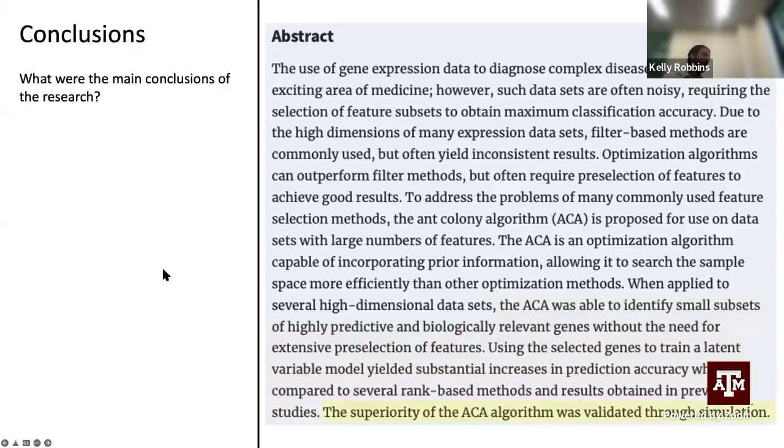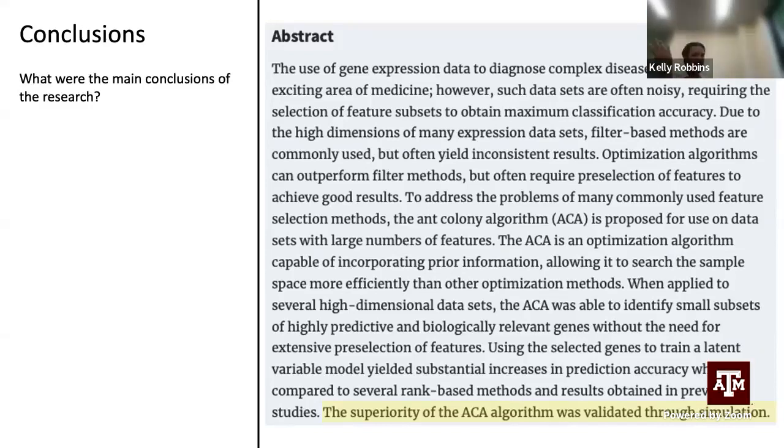Yeah, and now let's go on to the conclusions. The superiority of the ACA algorithm was validated through simulation. I mean, that's not really even a conclusion. It's kind of somewhere in between a conclusion and just a continuation of the results section. So I'm not even sure this abstract really has a clear take-home message.